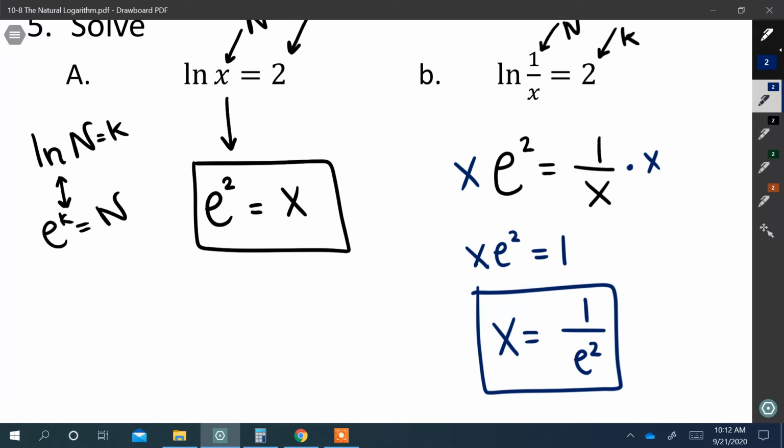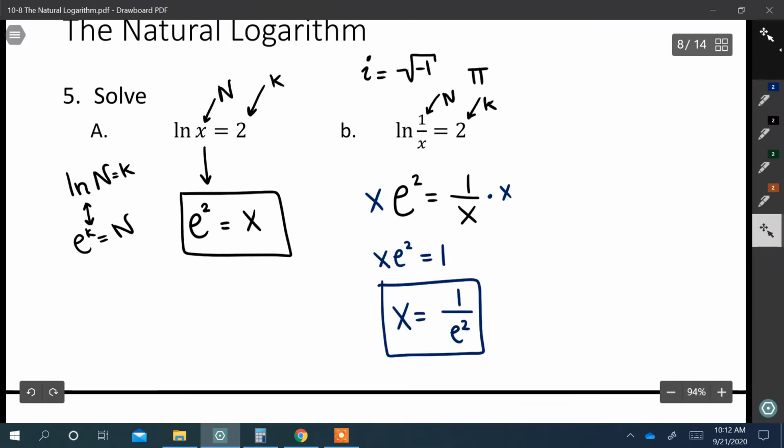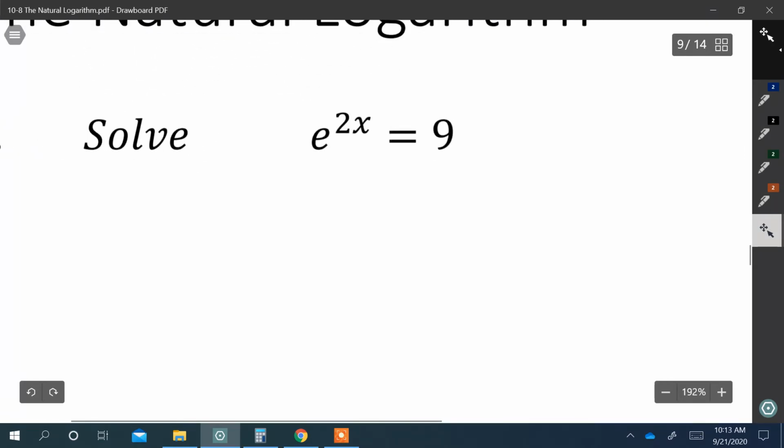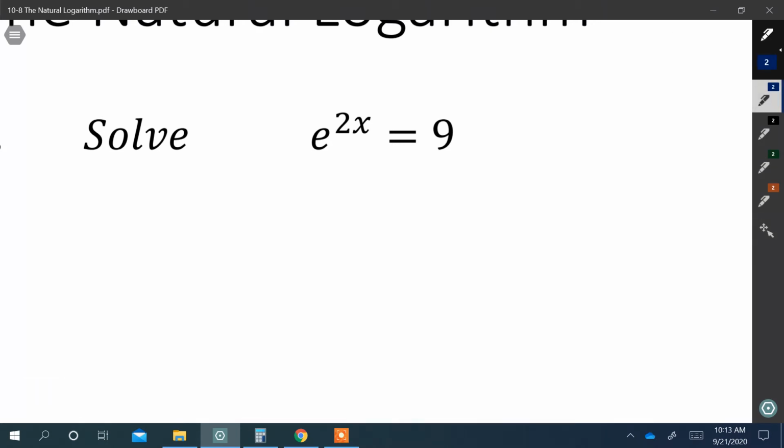Okay, and that will be your answer for that one there. All right, let's do a couple more examples and then we'll be done. Let's go ahead and solve this one. e to the 2x is equal to 9. Okay, we might use a calculator, I don't think so, but let's do this one here.